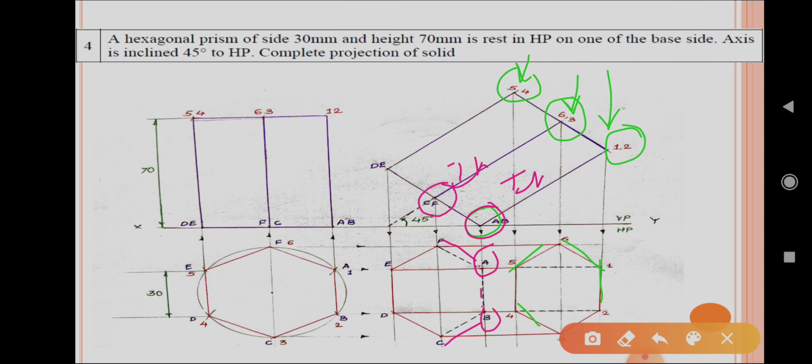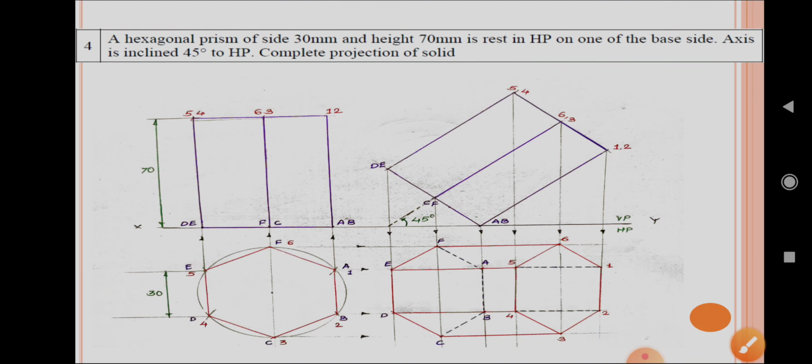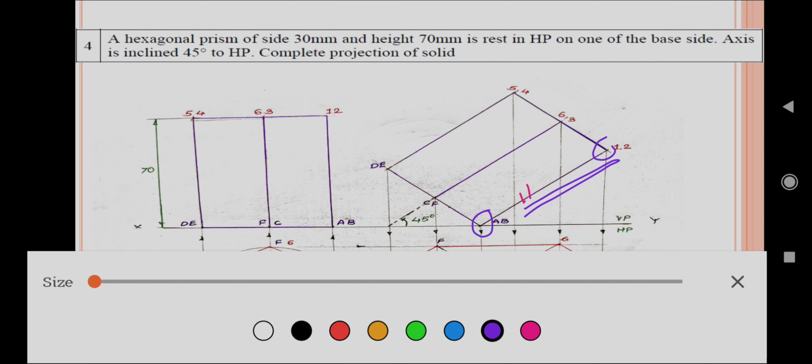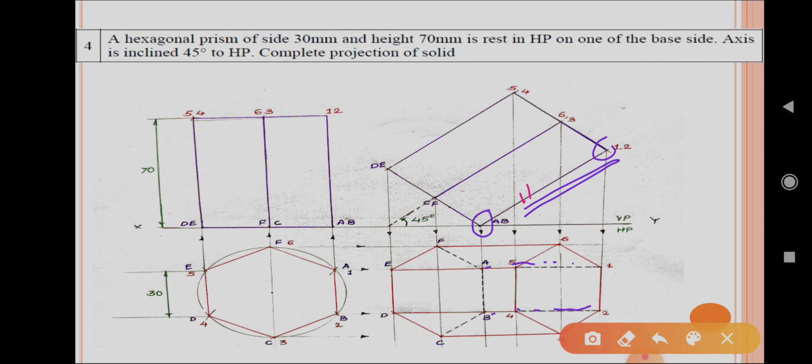In a similar way, the invisible points mean that this longer edge is also invisible, A to 1 and B to 2. So A to 1 we can connect with a dotted line, B to 1 also connect with a dotted line, and finally the invisible part is completed. So DE is visible but CF is invisible.